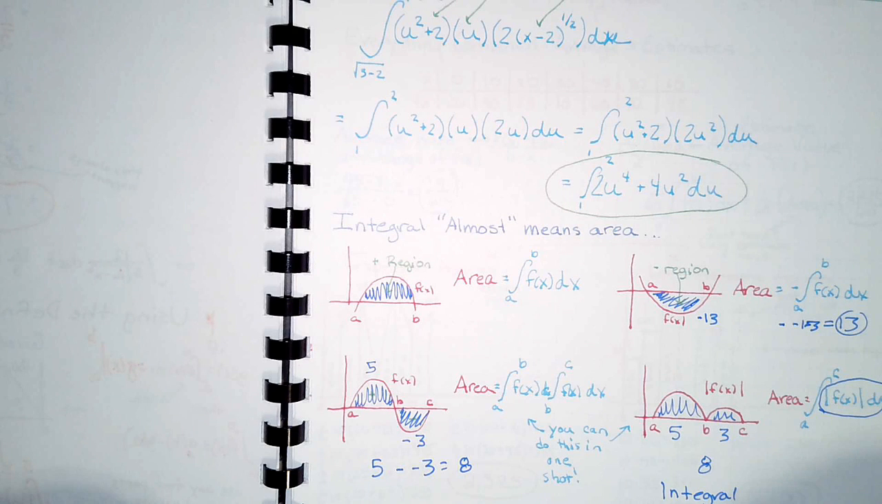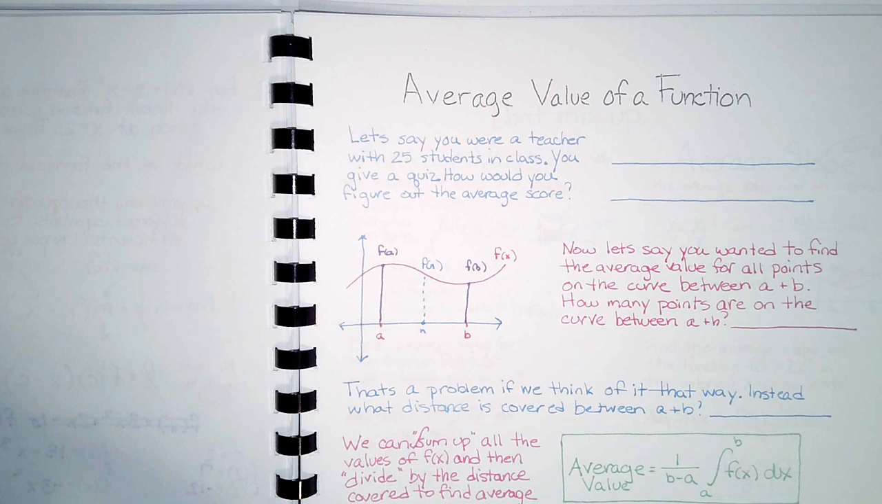Well, now, how many points are there between a and b? There's actually an infinite number of points between a and b. It's a problem if we think of it that way, but what's the distance covered between a and b? For example, if a was 3 and b was 10, distance covered? 10 minus 3, or 7. So the distance covered over that interval is equal to b minus a. So we can sum up all the values of f of x and then divide them by the difference they cover, and that will give us the average value.